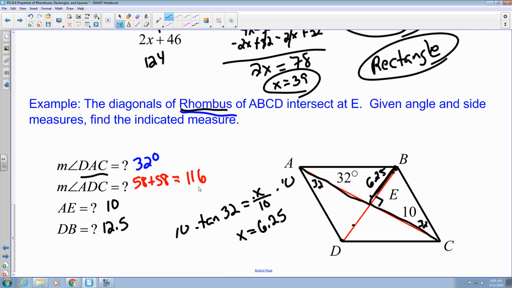And that is looking at the properties of rhombuses, rectangles, and squares. Hope this helps.